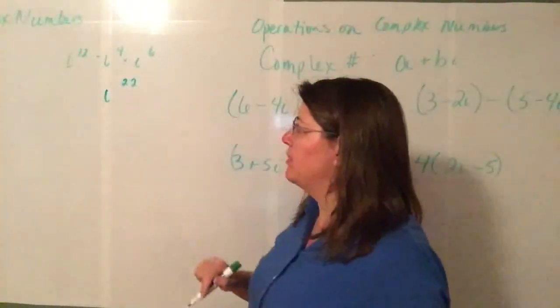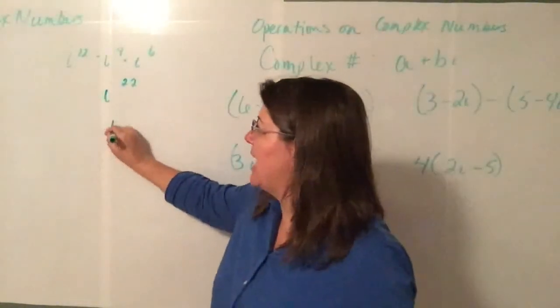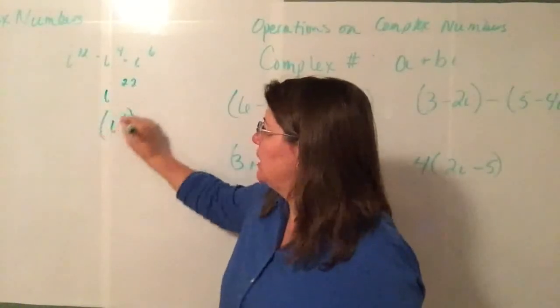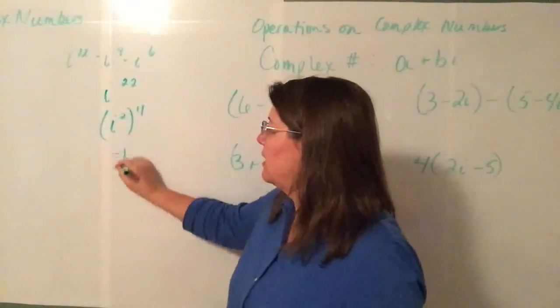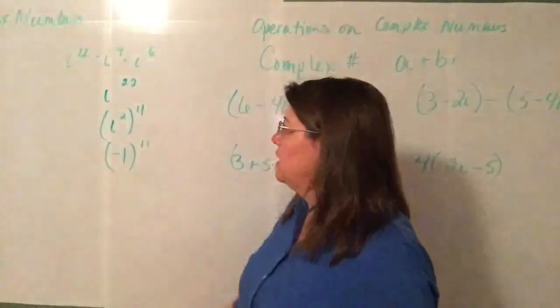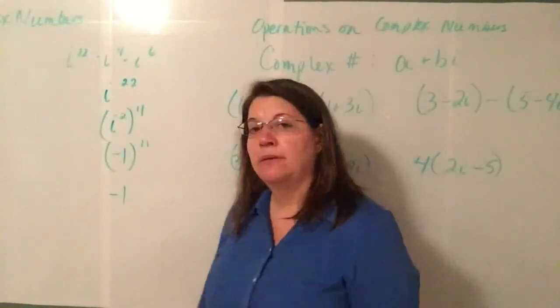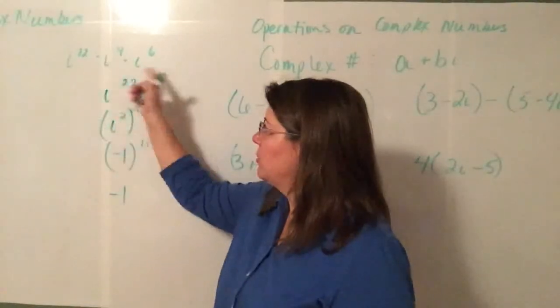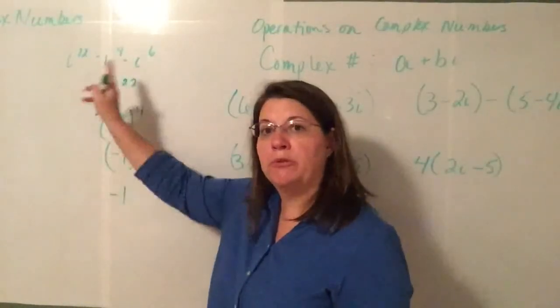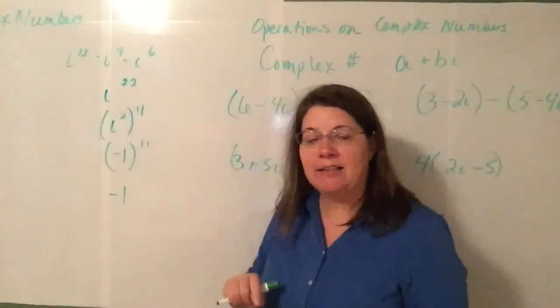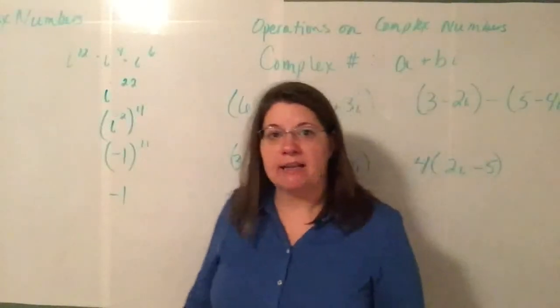And then your math from here on out is the same. We would have i squared to the 11th. i squared is negative 1. Negative 1 to an odd power is a negative 1. So very similar, we just had to multiply them together first. Remember, when we multiply monomials, we have to add the exponents. You keep the base and add the exponents.